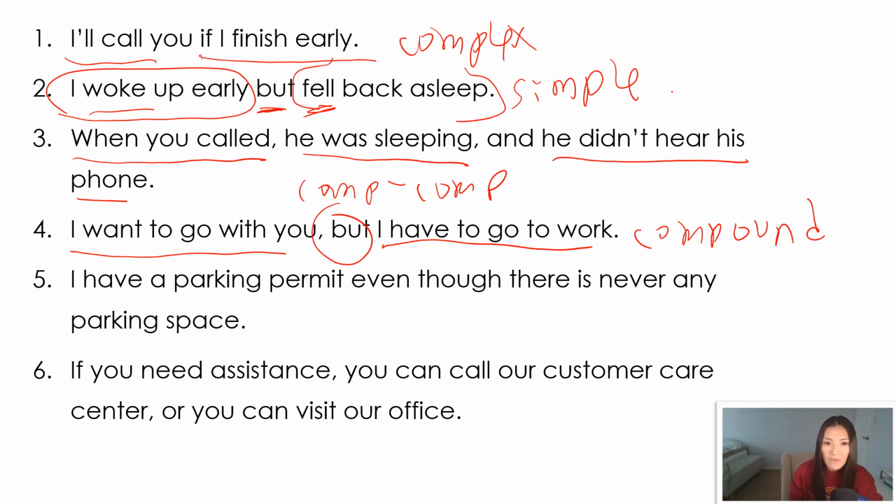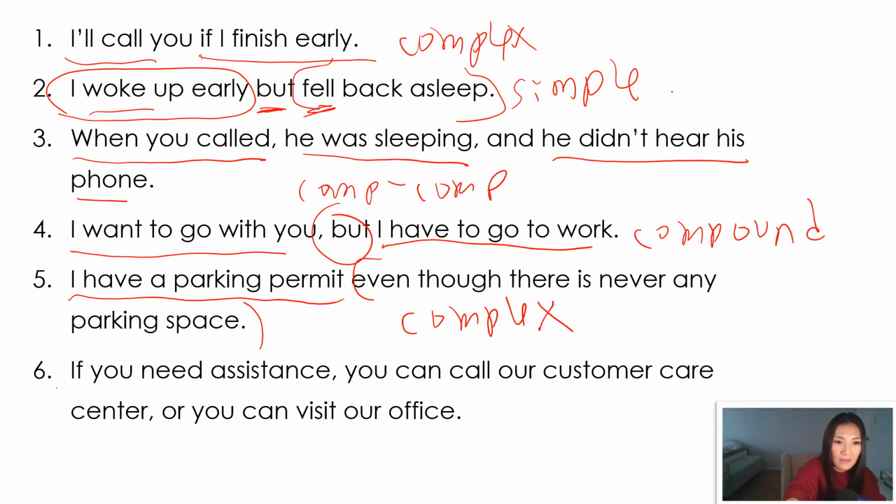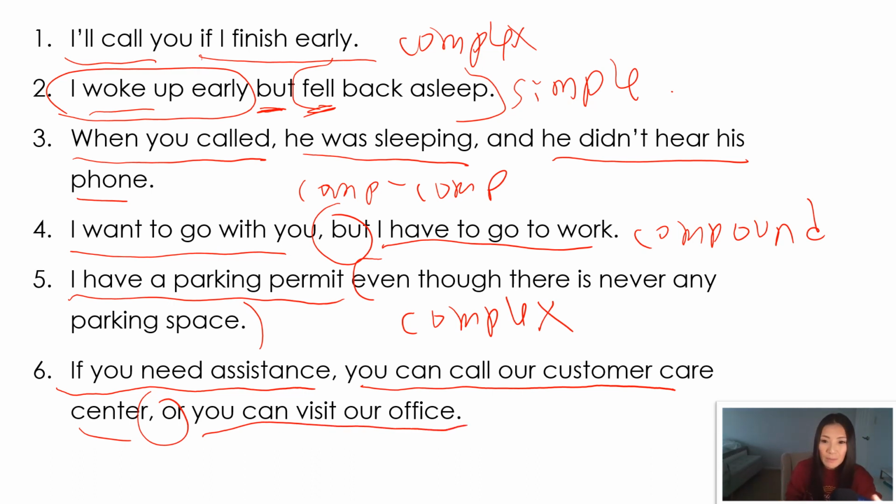Number 5, I have a parking permit even though there's never any parking space. I have a parking permit, independent clause, even though till the end it's a dependent clause. So one independent, one dependent, complex. Last one, if you need assistance, dependent. You can call our customer care center, independent, or, you can visit our office. So it's dependent and then independent, independent, which means it's a compound complex sentence.